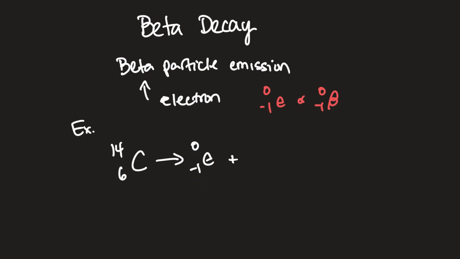And so that means your mass number should still be 14, right? But in your atomic number, since this number is 6, these two together must be 6 as well. So in this case, it will be 7, because 7 minus 1 is equal to 6. And when you look at the periodic table, what element is element number 7? We have nitrogen. And so this is an example of a beta decay.